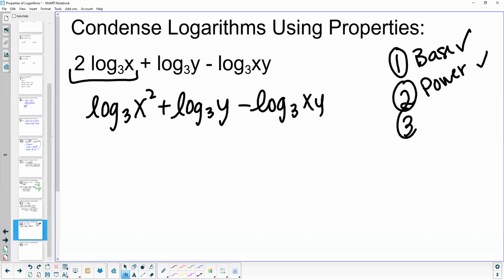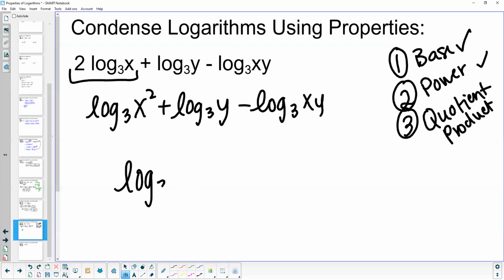And then our third step is to do that quotient and our product rule or product property. And so with those, remember, if it's a positive sign in front, it goes on top. If it's a negative sign, on bottom. And then we'll go from there. So in this case, we've got the log base 3 of, well, our x squared is positive, so this is going to be on top.